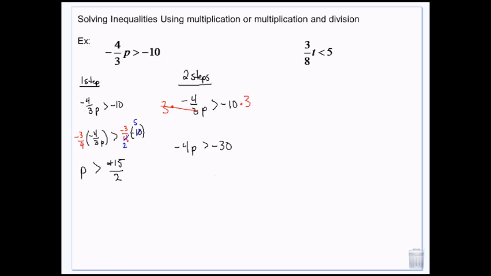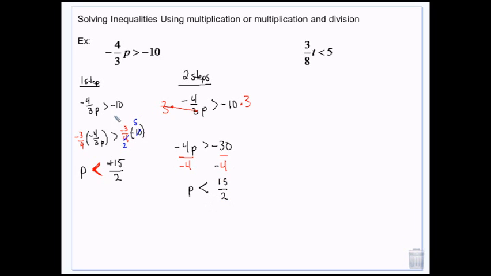Oh, shoot. Guys, look at my big, bad, ugly mistake. I multiplied by negative. I had to flip my sign. Do you see that? My big, bad, ugly mistake? Don't be me. Don't make the mistake. Okay, so I'm now dividing by negative 4, so that flips the sign. And then negative 30 over negative 4 becomes 15 halves.